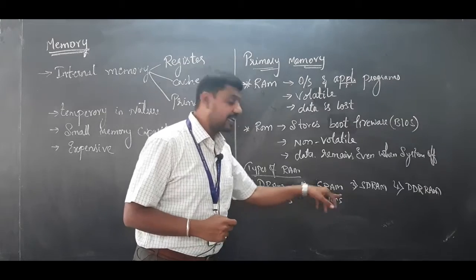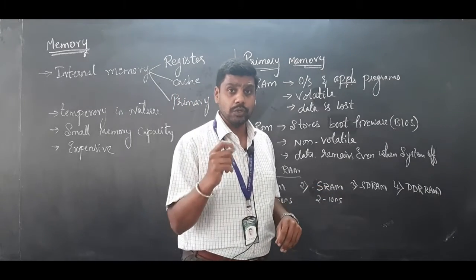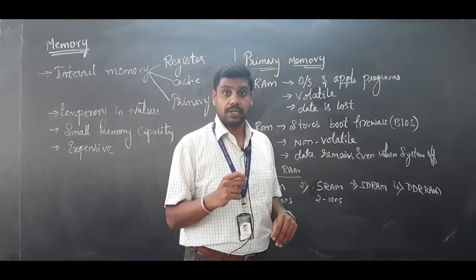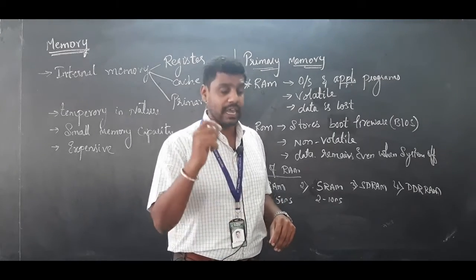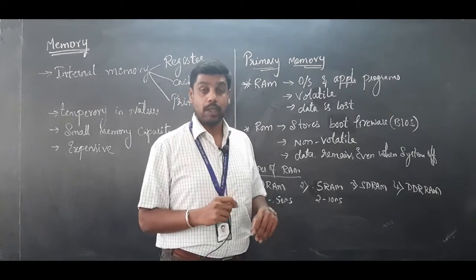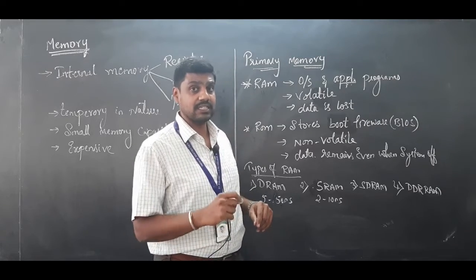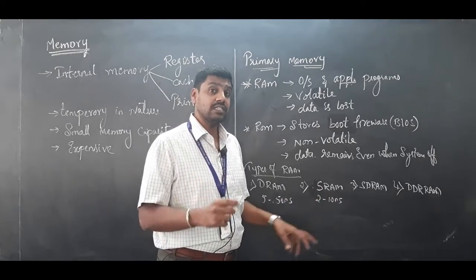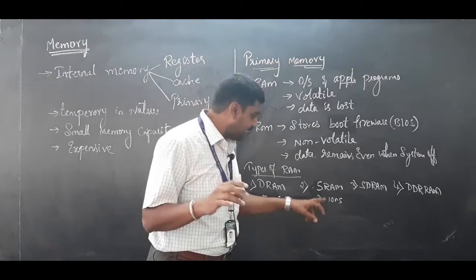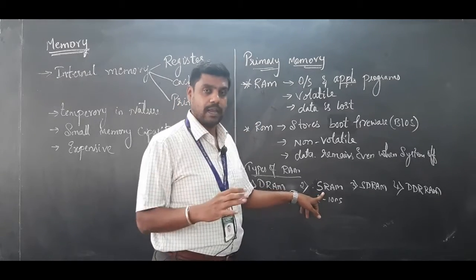That is static RAM, as we are going to call it. This static RAM uses a group of 4 to 6 transistors to frame a memory cell. One memory cell consists of 4 to 6 transistors and does not contain any capacitor. Only transistors are used to frame a memory cell.